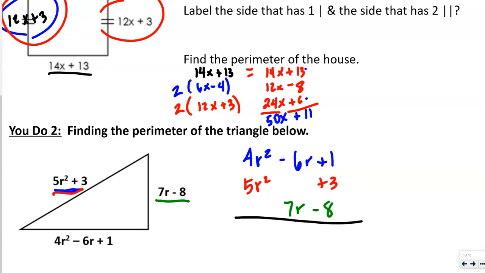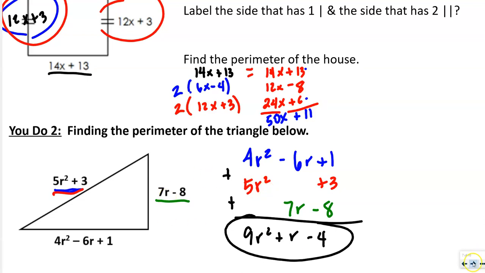So once again, we're adding all of these up. So that's going to give us 9r squared. 7r minus 6r would be r, positive r, right? And then we've got 4 and -8, so that would be minus 4. So that is our answer there. Okay, right there.